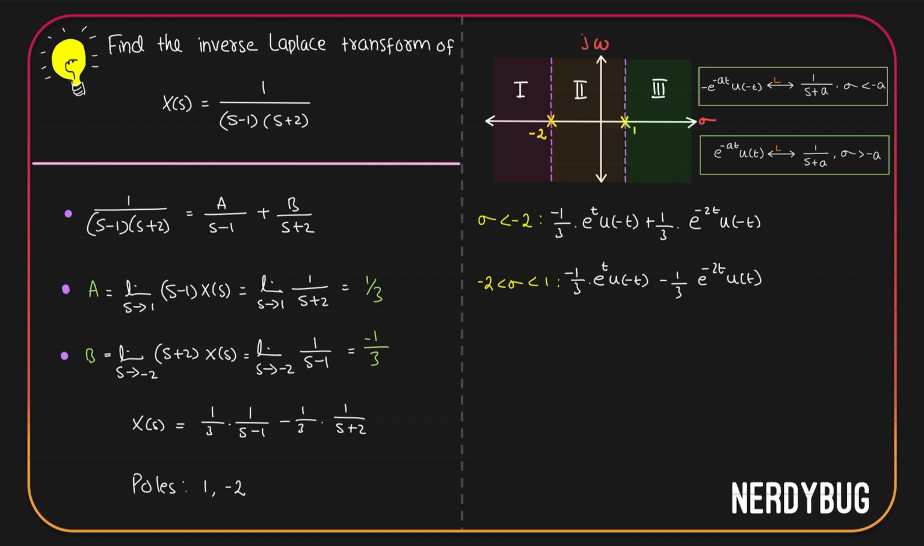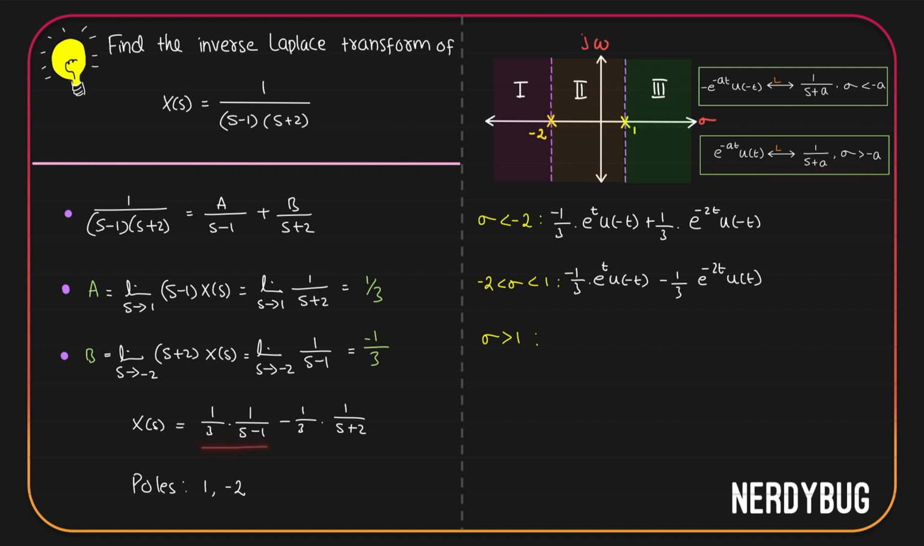Let us take the third case. ROC is towards the right of the rightmost pole, which is 1. So sigma is greater than 1. In this case, both functions have to be right-sided. So we'll compare both of them with this expression.